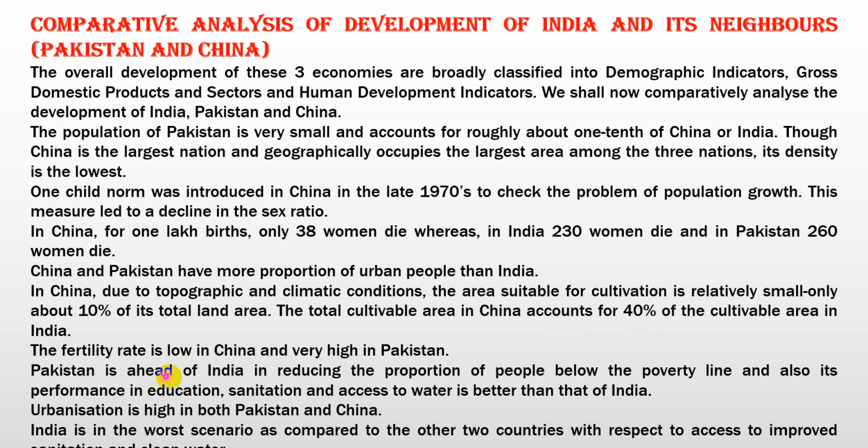Pakistan is ahead of India in reducing their proportion of people below the poverty line, and also its performance in education, sanitation, and access to safe drinking water is better than that of India. Urbanization is high in both Pakistan and China. India is in the worst scenario as compared to the other two countries with respect to access to improved sanitation and clean water. China is moving ahead of both India and Pakistan in terms of indicators of human development.